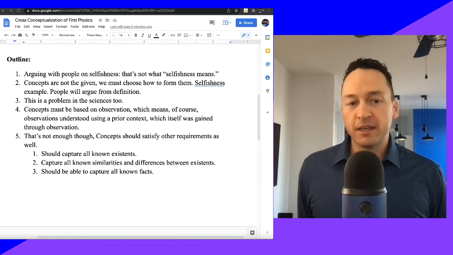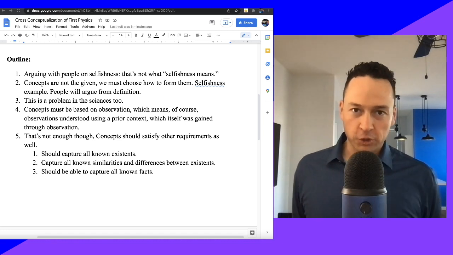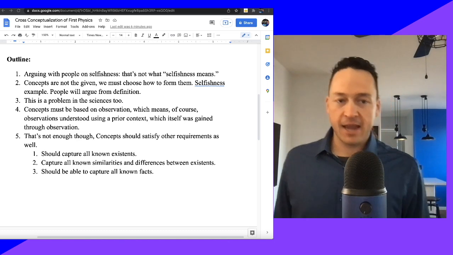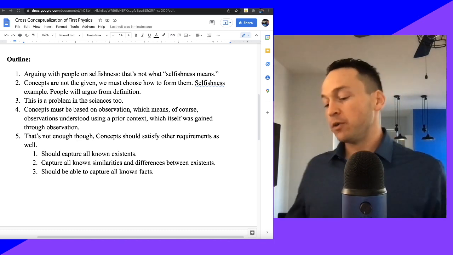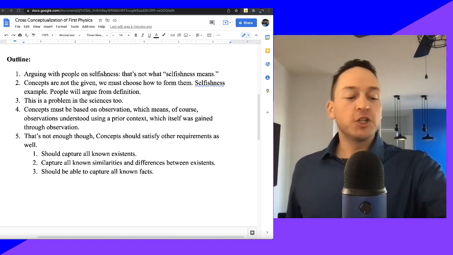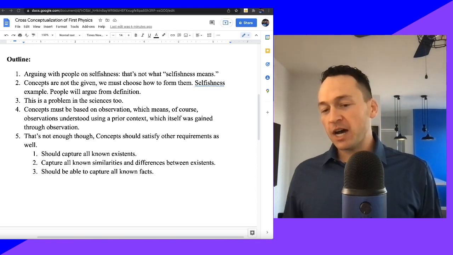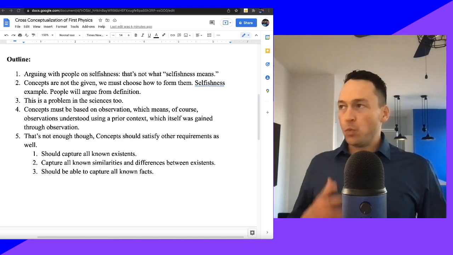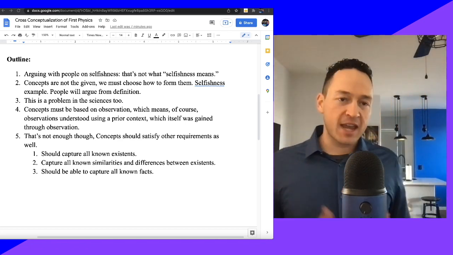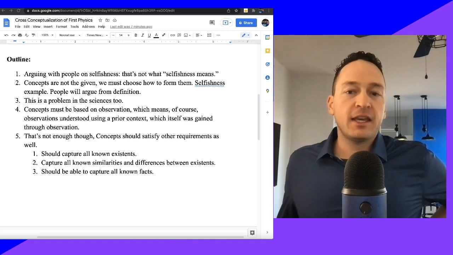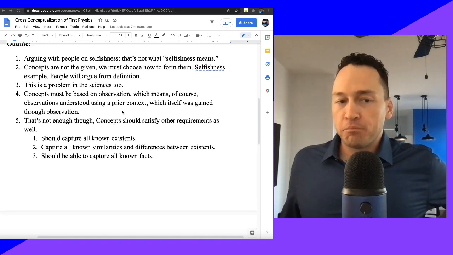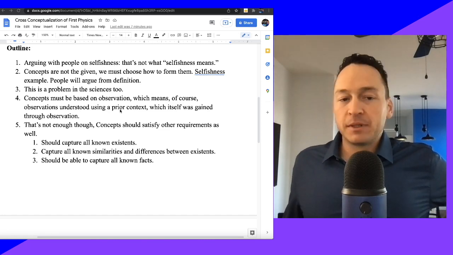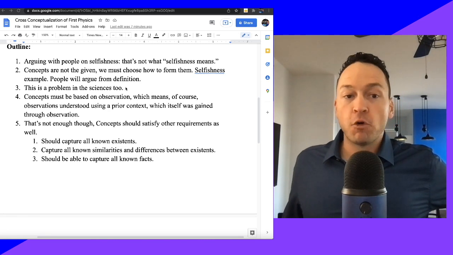Contra the first argument, concepts aren't just given to us. They're man-made. You do get to choose your own concepts. But just because you get to choose your own concepts doesn't mean it's a free-for-all. We need to use concepts in a way that actually facilitates clear thinking and a proper grasp of the facts. And it's up to us to properly define concepts, to properly form them.